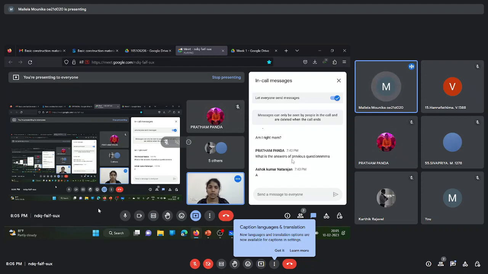See, in the doubt clearing session or the problem solving sessions, most probably I will concentrate on the questions which have calculation parts, where you have to calculate some values. So I will concentrate mostly on that, and in that you can cover all the aspects related to it. Any other queries?